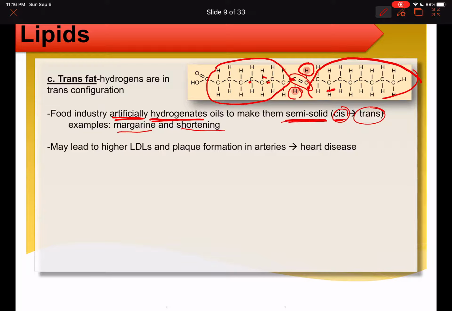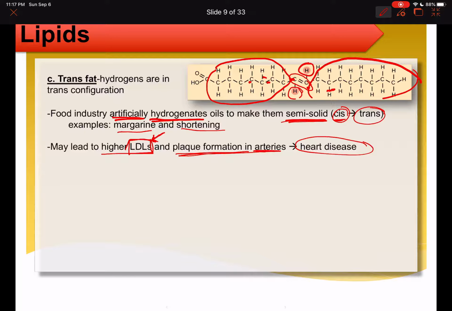Okay, trans fat will lead to higher LDLs. Okay, LDL is our bad cholesterol. I'm not going to go into the difference between HDL and LDL here. You'll learn about that in anatomy. But LDL is our bad cholesterol, and trans fat has been shown to lead to higher amounts of bad cholesterol and also increase the risk of plaque formation in arteries, which means increased risk of cardiovascular disease. Okay, dealing with your heart.